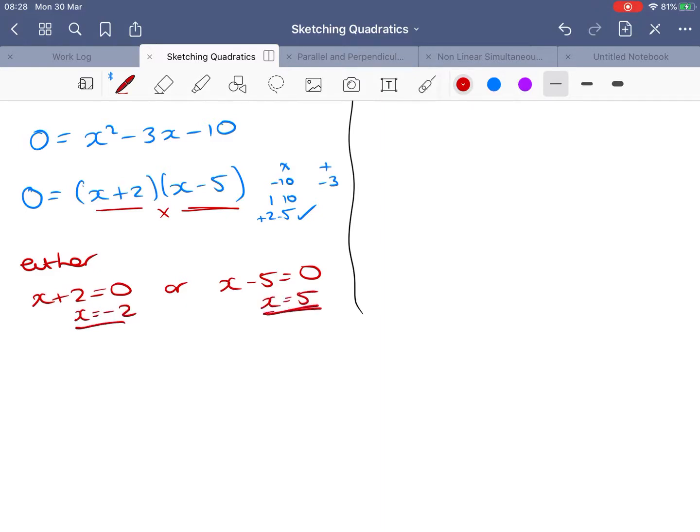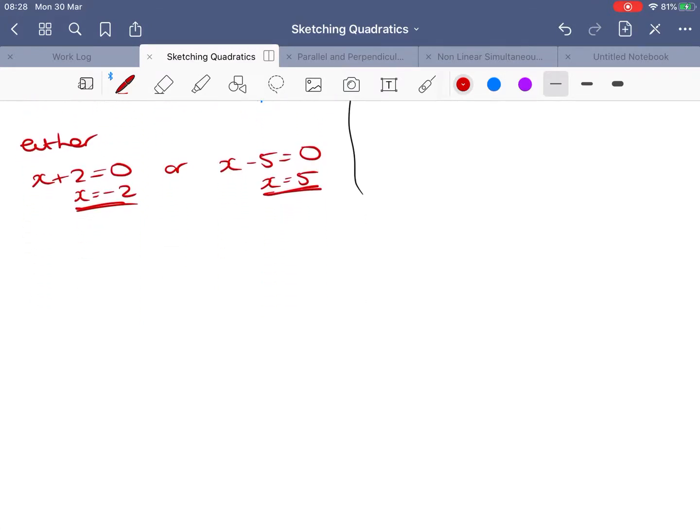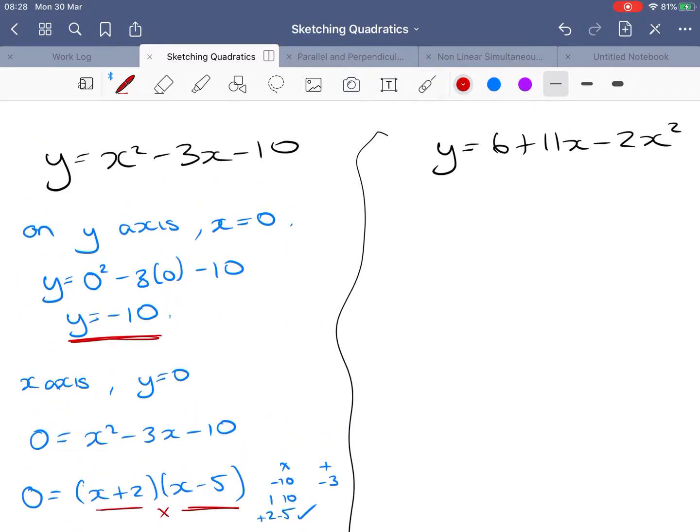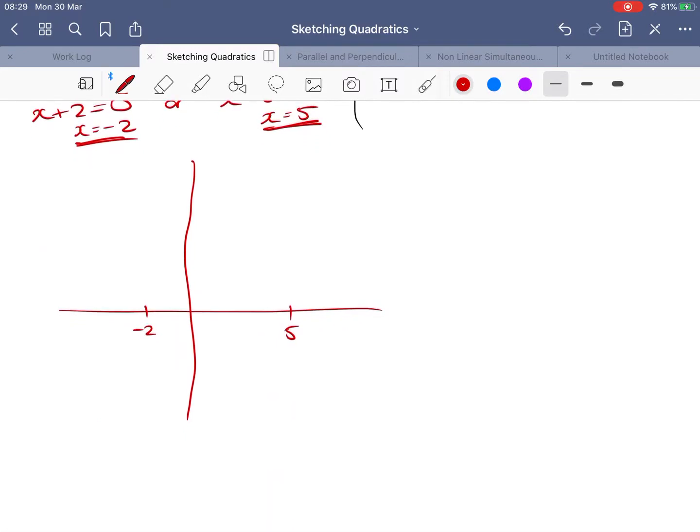So these are the two points where it crosses the x-axis. So let's do my sketch. Not a brilliant axis, but it doesn't matter. There's my 5. There's my minus 2. If you remember, if we go back up here, we were told it crossed the y-axis at minus 10. So I'm going to put my minus 10 down here.